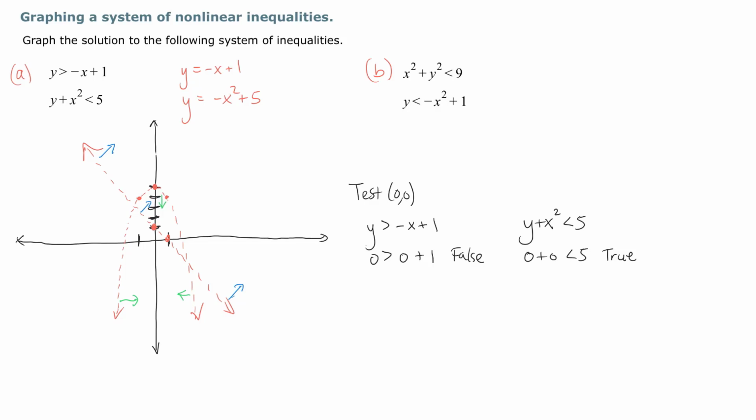So where do these two arrows overlap? Where do we actually intersect all the shading? And the answer is right here. We got some blue, and we also happen to have some green. So that is the solution to this particular system of equations.